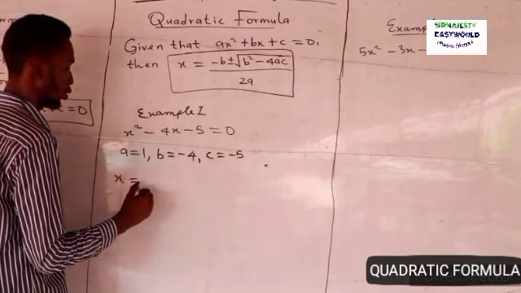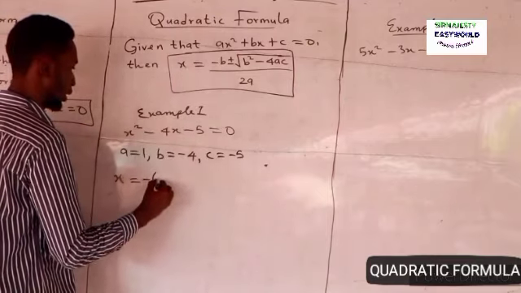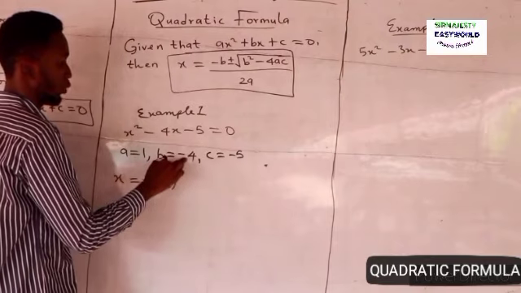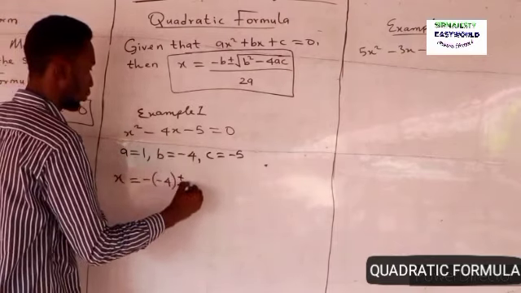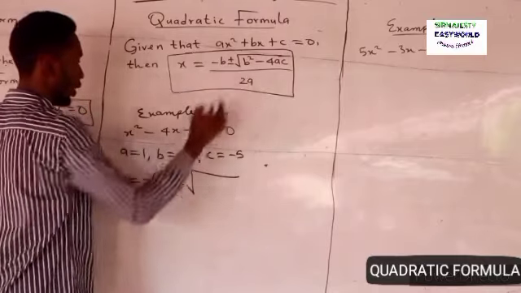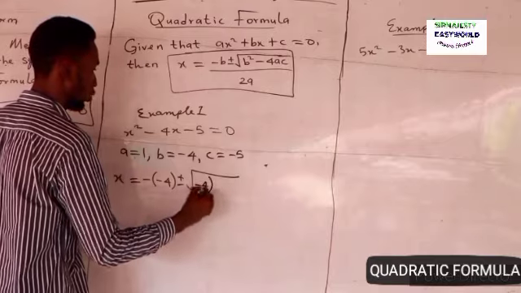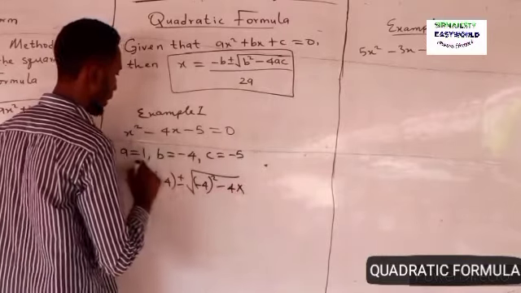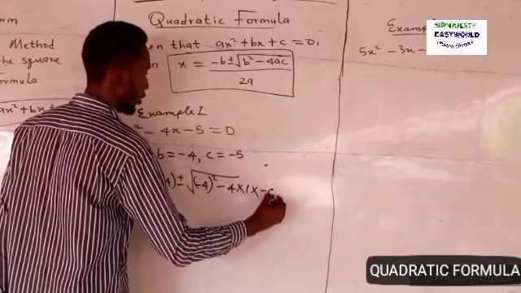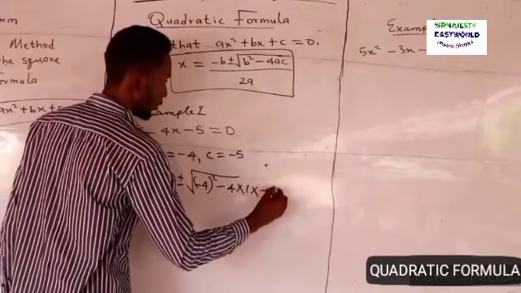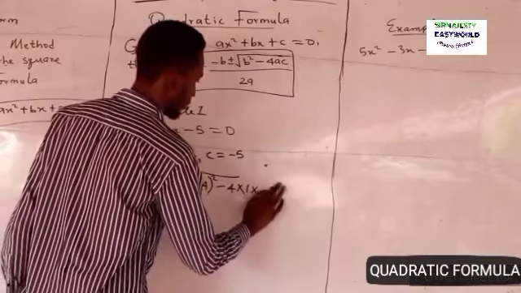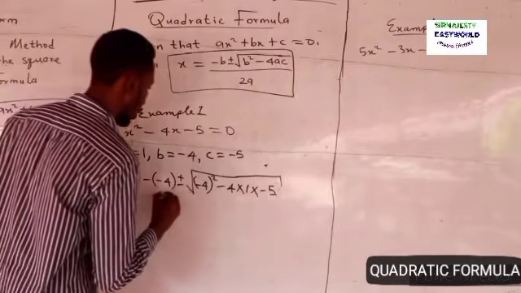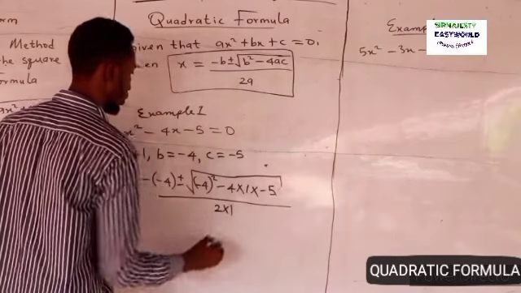So we have x is equal to minus b, that is minus bracket minus 4. The first minus comes from the formula itself, and the second negative comes from the value of our b. Then plus or minus the square root of b squared, our b is minus 4, so we have minus 4 squared, minus 4 times a times c. 4 multiplied by our a, which is 1, multiplied by our c, which is minus 5, and I have to extend this to include all of this, all over 2a, which is 2 times 1.